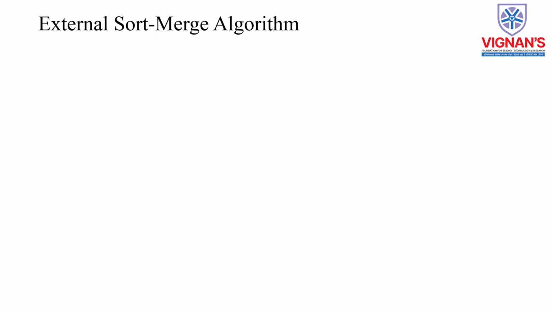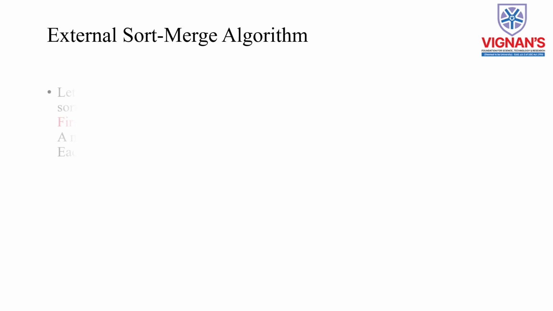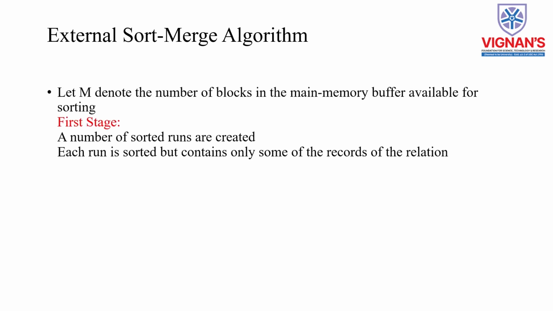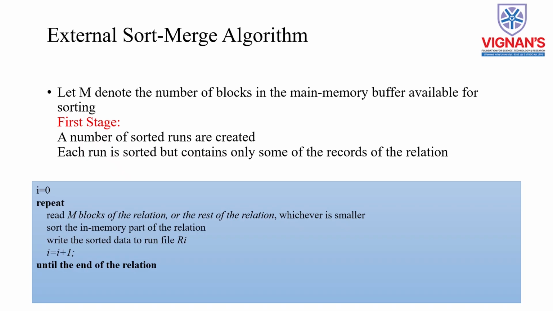External sort-merge algorithm. Let M represent the number of blocks available in main memory for sorting. In the first stage of the external sort-merge algorithm, we create several sorted runs. Each run is sorted, but it contains only a portion of the records, not the entire relation. We start with i equal to 0.